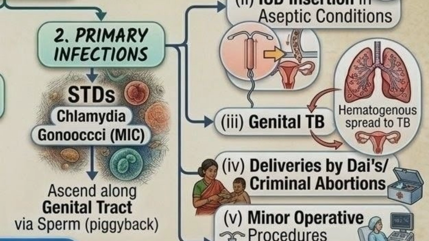Other entry points include an IUD insertion if done under less than sterile conditions, unhygienic deliveries conducted by traditional birth attendants, also known as DAIs, or criminal abortions. Even minor operative procedures like an HSG or a DNC, dilatation and curettage, can introduce infection into the patient.